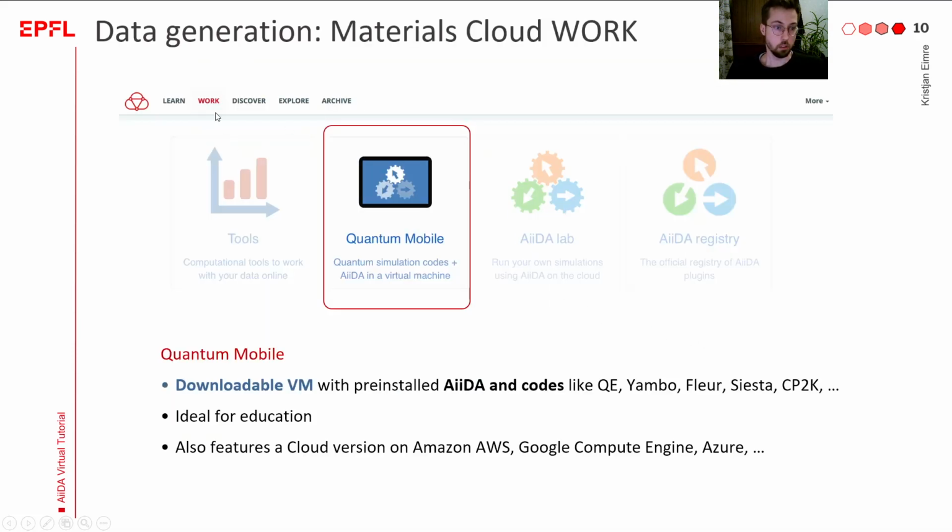Next section is Work. So this is for data generation. So this contains multiple parts. The first I want to showcase is Quantum Mobile, which is a downloadable VirtualBox virtual machine image with pre-installed AiiDA environment and codes like Quantum Espresso, Yambo. It's ideal for education, like courses or tutorials. Also, there's a cloud version of Quantum Mobile.